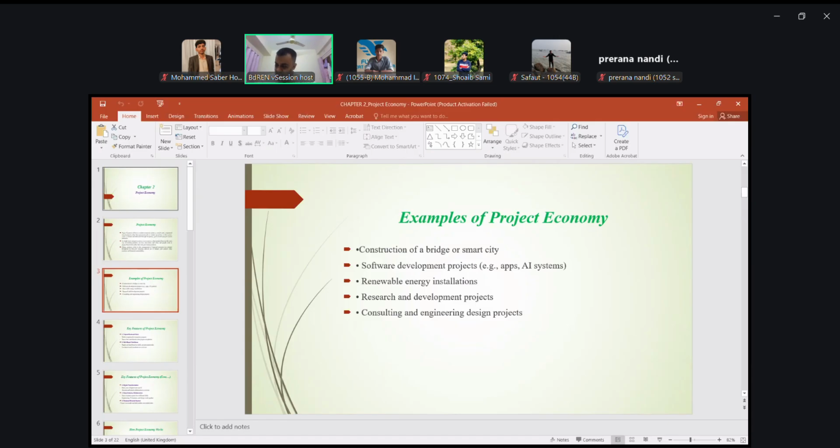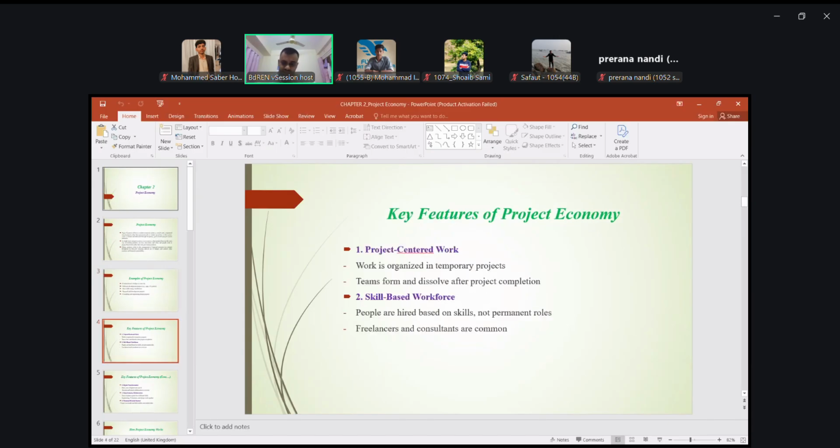Okay, so this is very, very important. And like consulting and engineering design projects. So these are the different examples that we saw under the project economy. Then we talked about the features, like what are the characteristics of project economy. So if you think about the project economy, then we see the different characteristics of project economy.